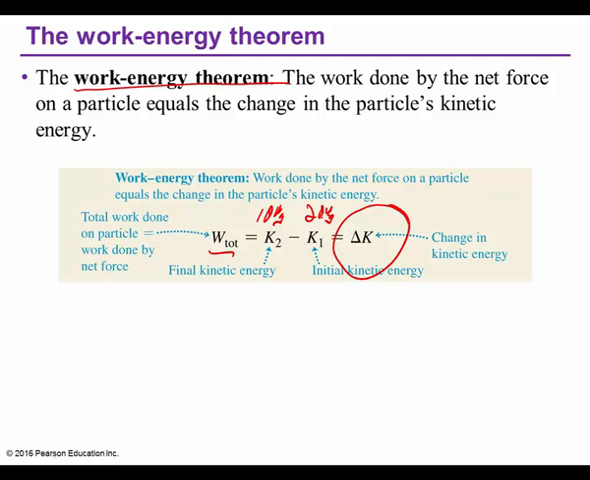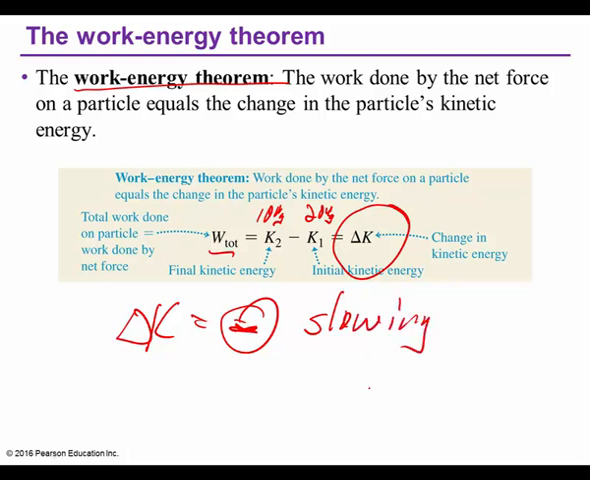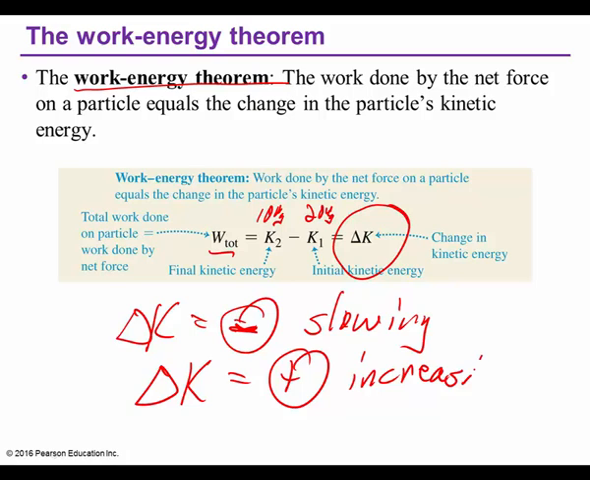If I do the change in kinetic energy and it's negative, that means my object was doing what? Slowing down. Very good. So if delta K is negative, that means it's slowing. All right? If delta K is positive, that means it's increasing speed or speeding up. All right?